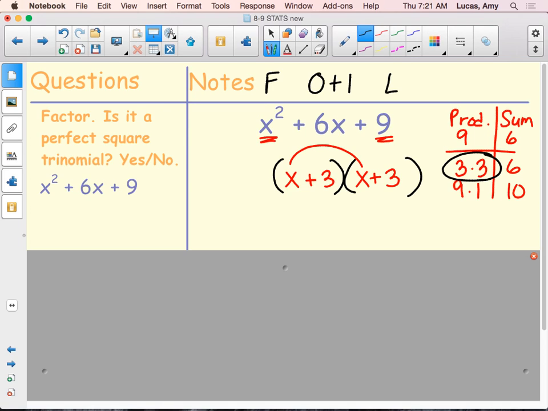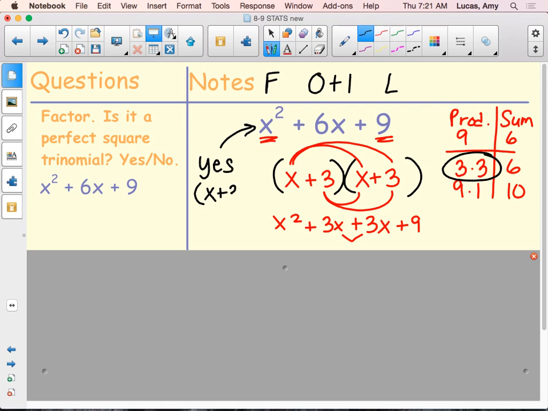And I will show you that this works by foiling. So my first product was x squared. Outside product, x times 3 is 3x. Inside, 3 times x is also 3x. Last, 3 times 3 is 9. So these two terms in the middle are the same. They add together to give us 6x. So my answer is correct. So I'm going to say, yes, this is a perfect square trinomial. And when I factor it, I get x plus 3 quantity squared.